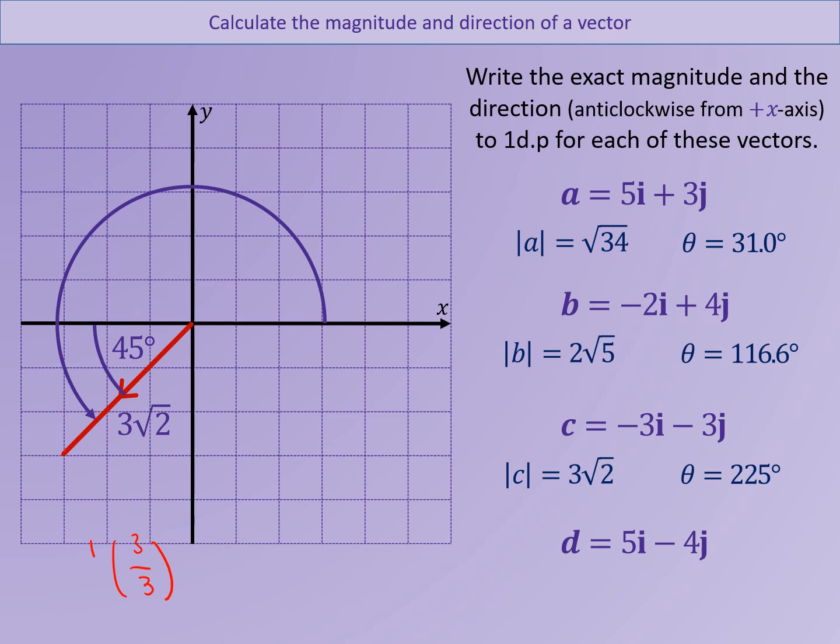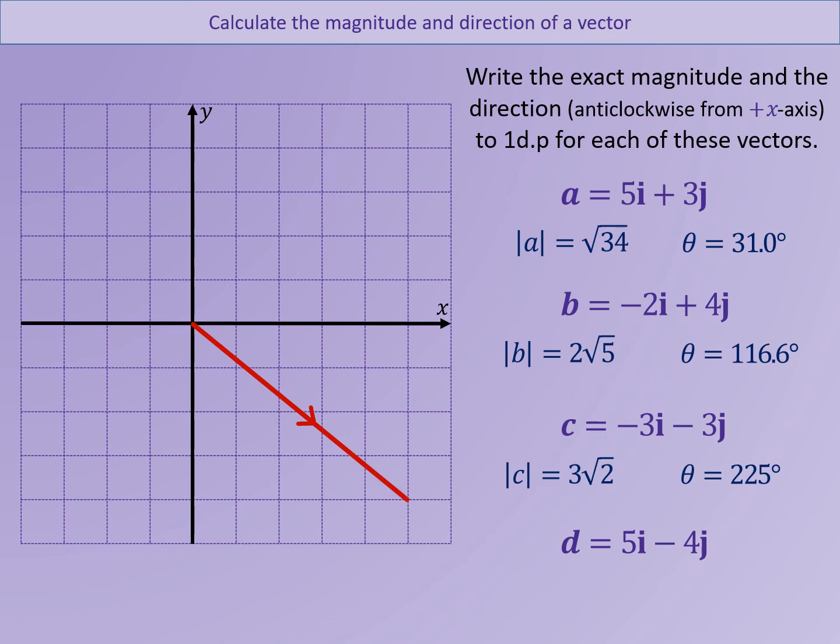The final one. So looking at part D, so here we have vector (5, minus 4). The length of this is the square root of 41. That comes from 5 squared plus 4 squared. And then our angle this time is 38.7.